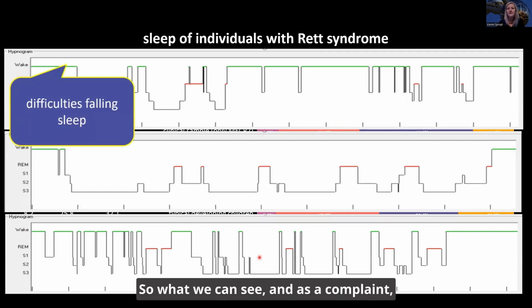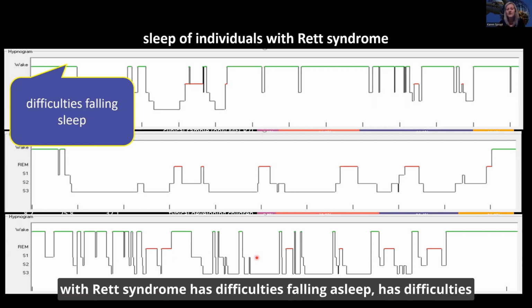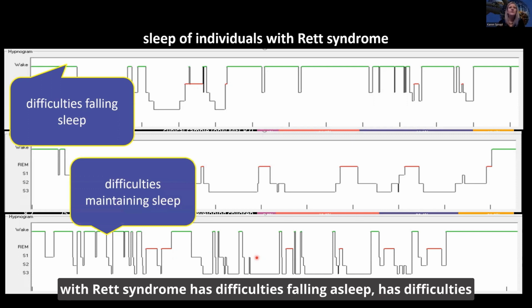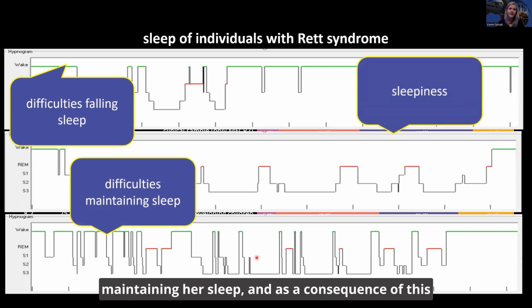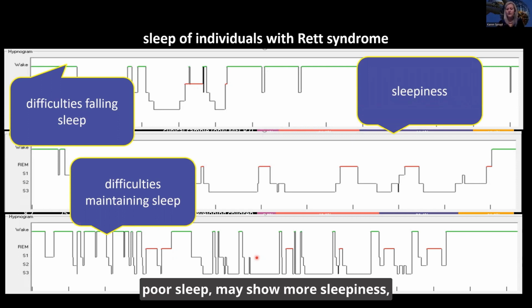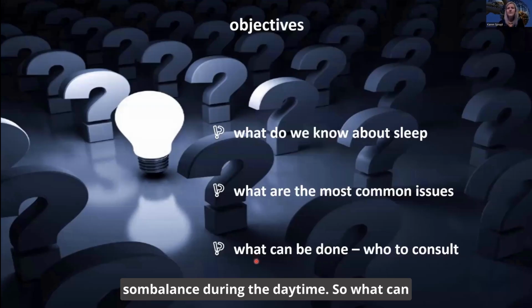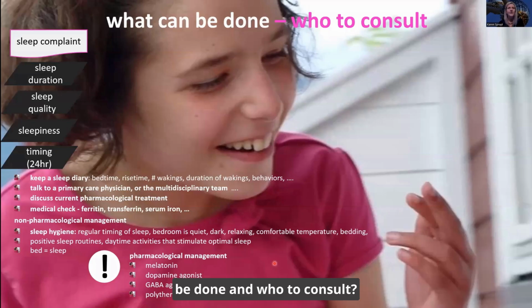So what we can see, and as a complaint you might come with, is: my child, my girl with Rett syndrome has difficulties falling asleep, has difficulties maintaining sleep, and as a consequence of this poor sleep, may show more sleepiness, somnolence during the daytime. So what can be done and who to consult?